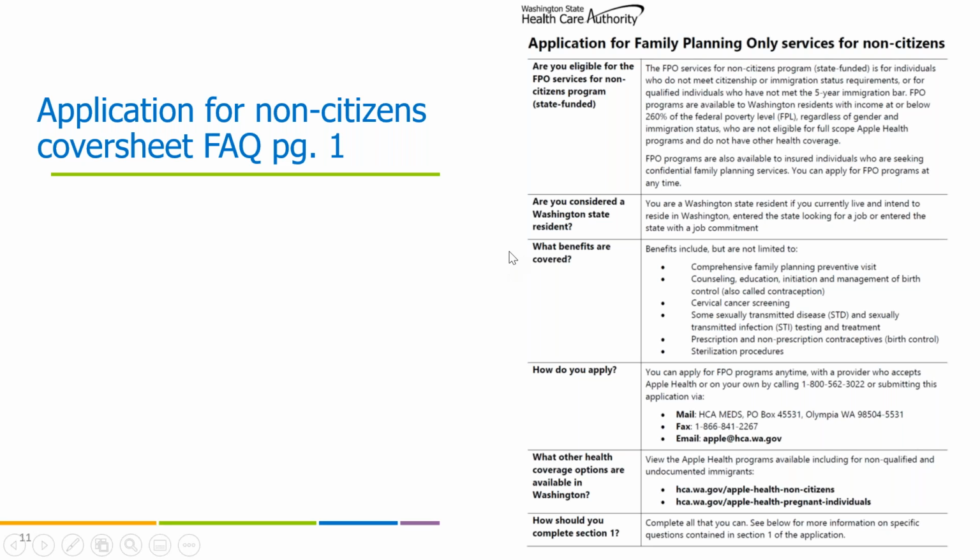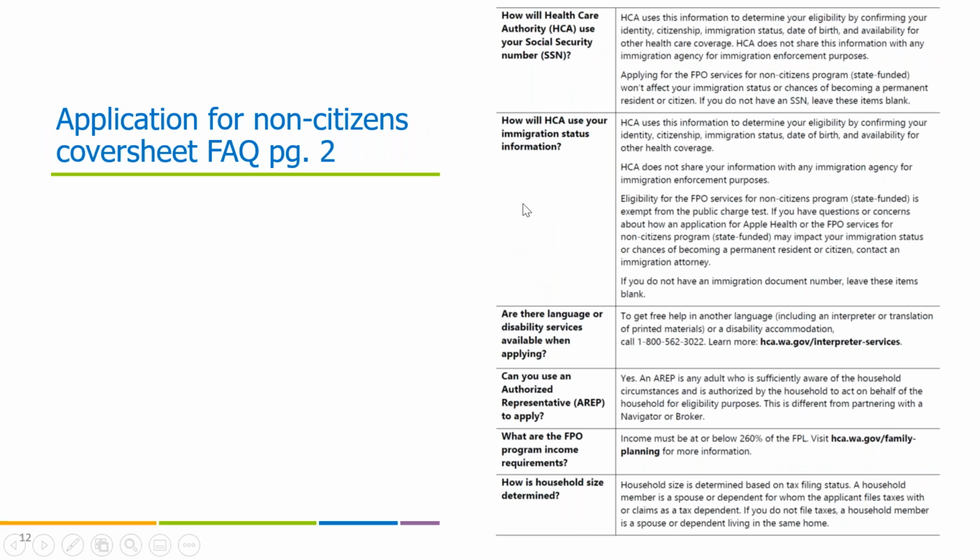The next question I'll review is, are you considered a Washington State resident? You are a Washington State resident if you currently live and intend to reside in Washington, enter the state looking for a job, or enter the state with a job commitment. So if there is an applicant or potential client that is a migrant worker and is only going to be temporarily residing in Washington with a temporary job, that person would not be considered a Washington State resident. That's just an example.